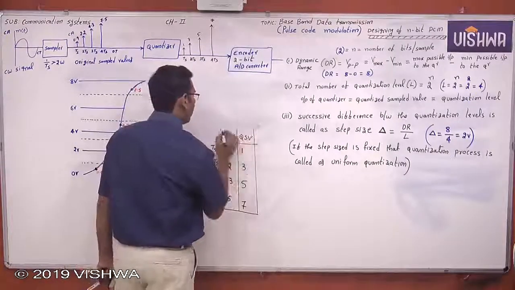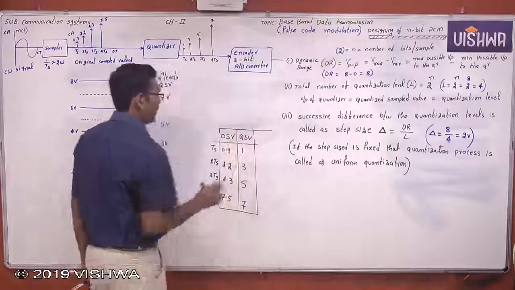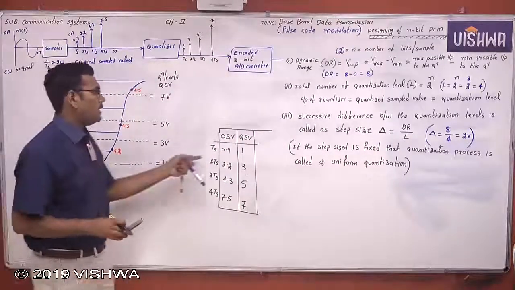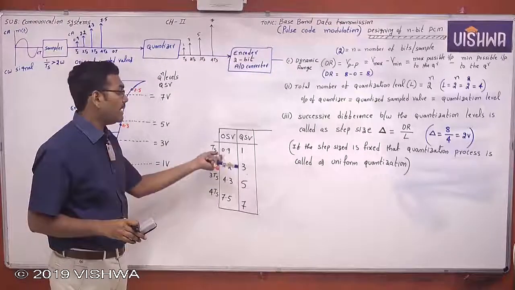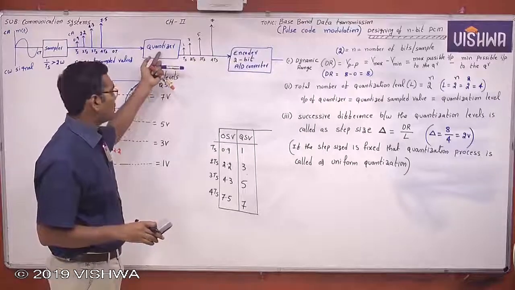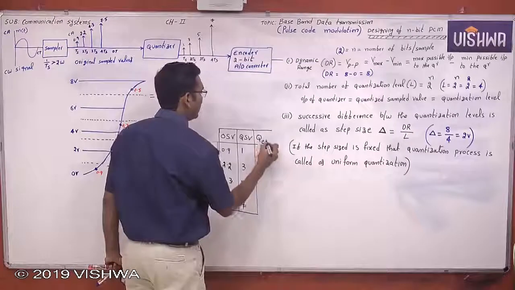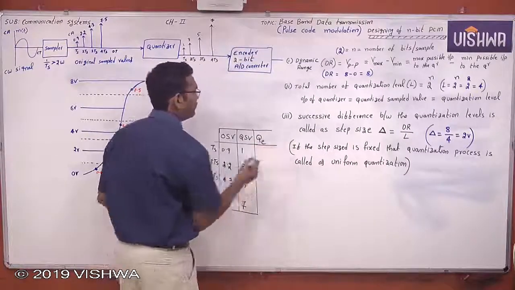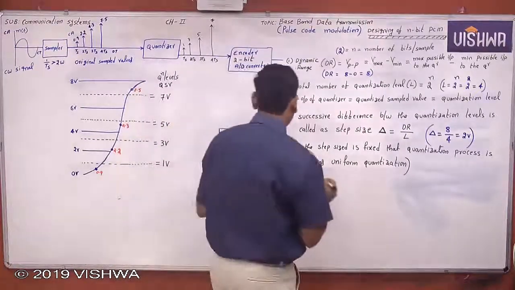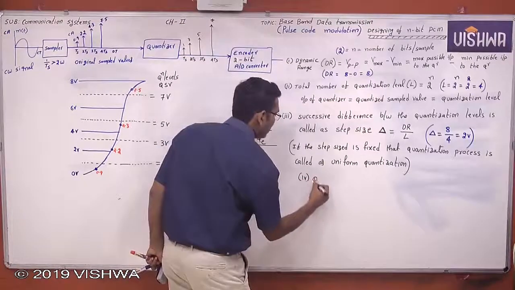Round off means we are introducing some error. 0.9 is rounded off to 1, so we are adding some error. That error comes because of the quantization process, therefore it is called quantization error. Definitely it will come. Now what is the next one? Step 4 is quantization error.